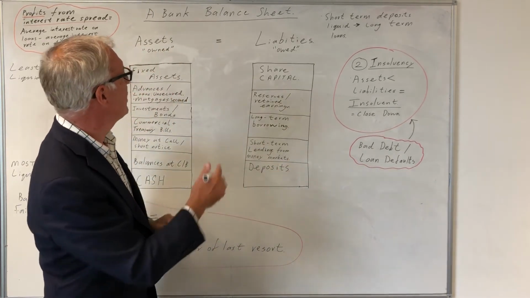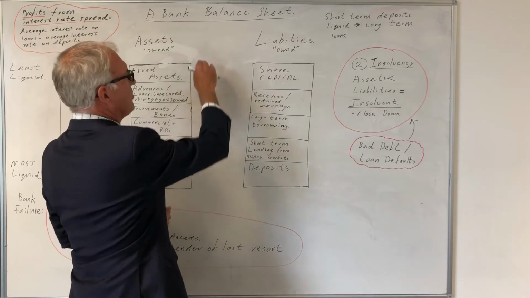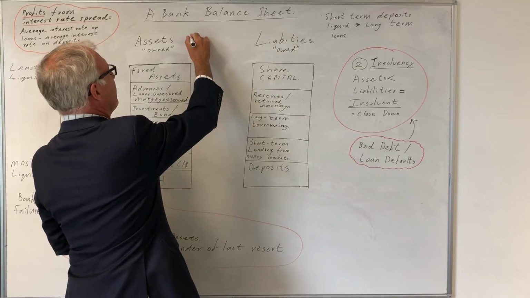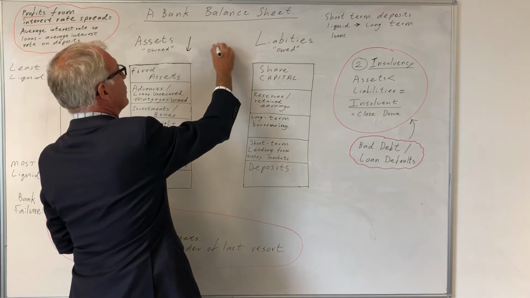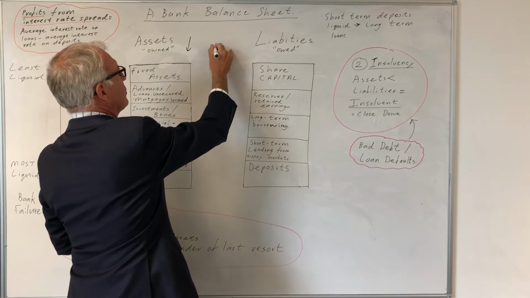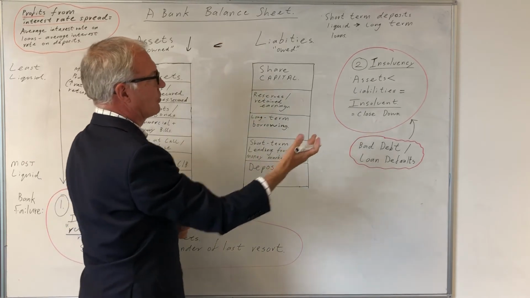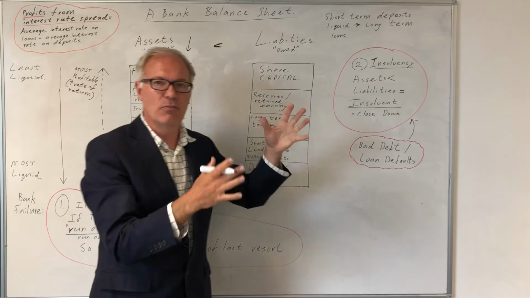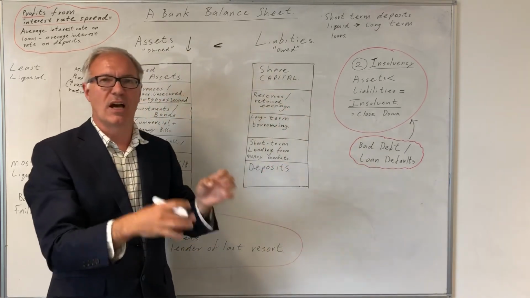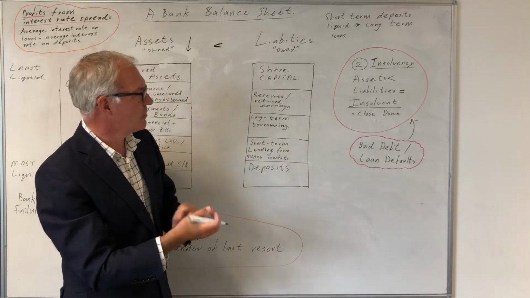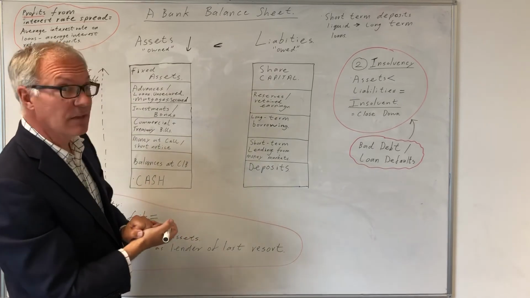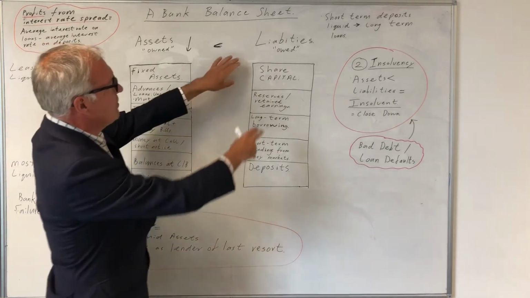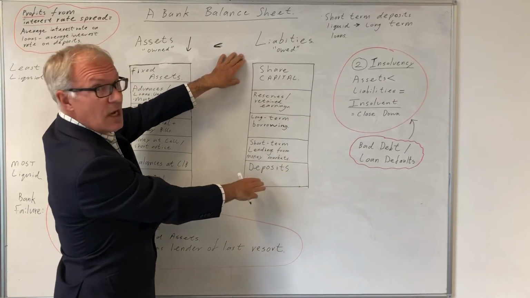So if the assets of a bank fell in value, and suddenly you ended up with this situation where the assets were worth less than the liabilities, the bank will be insolvent and it would have to close down and it will become bankrupt. And what we'd have to do is to meet as many liabilities as possible.